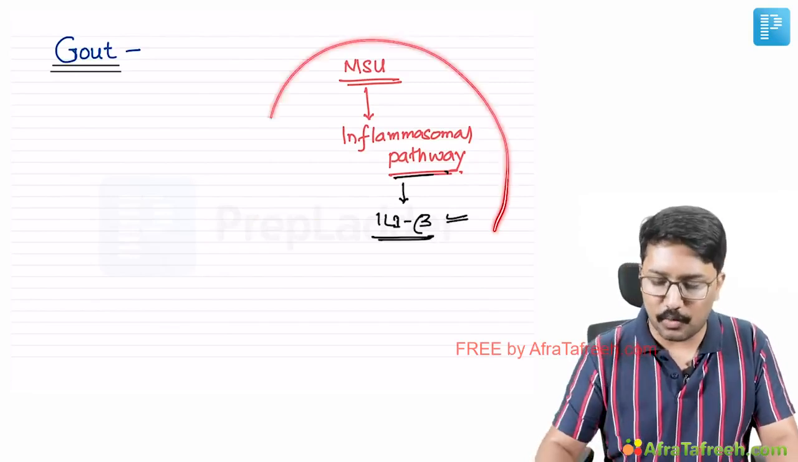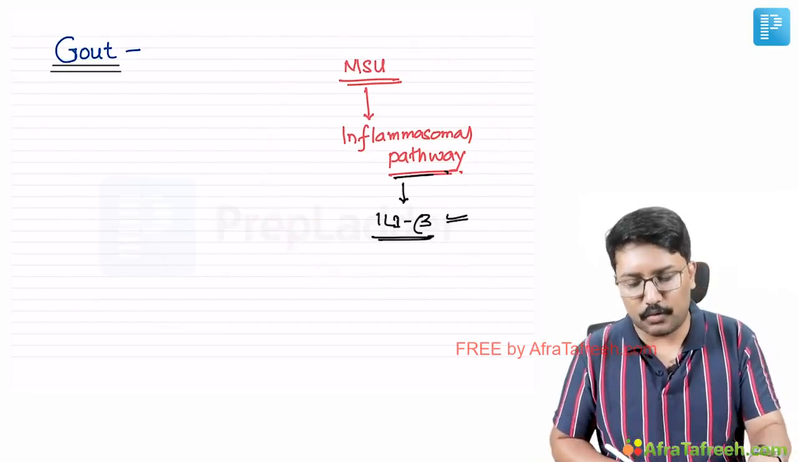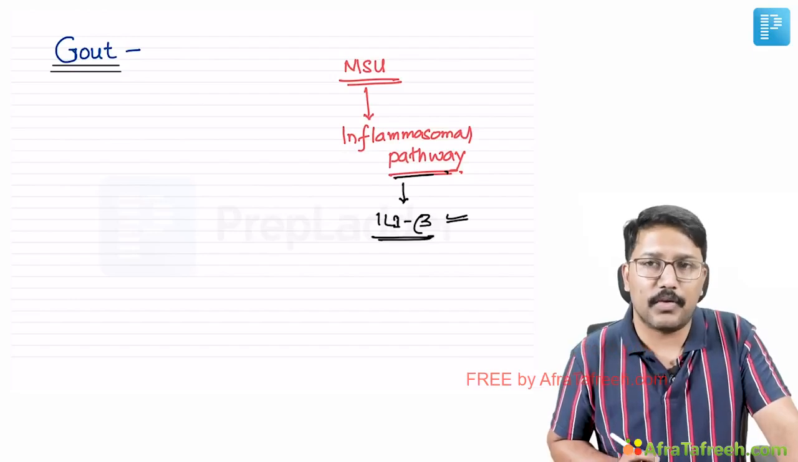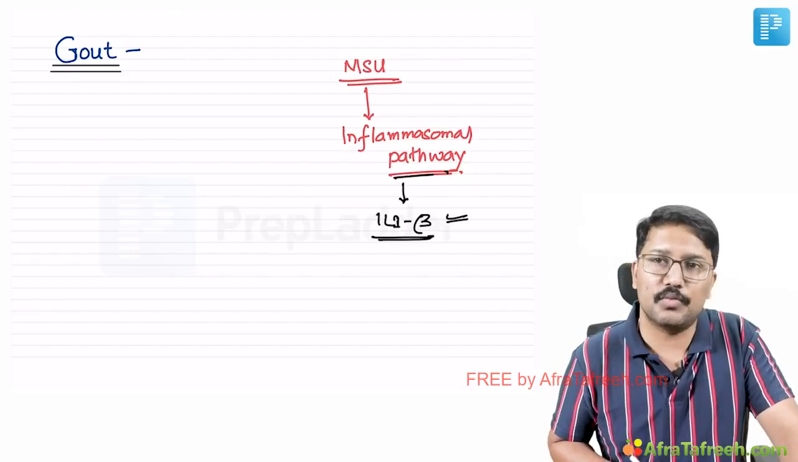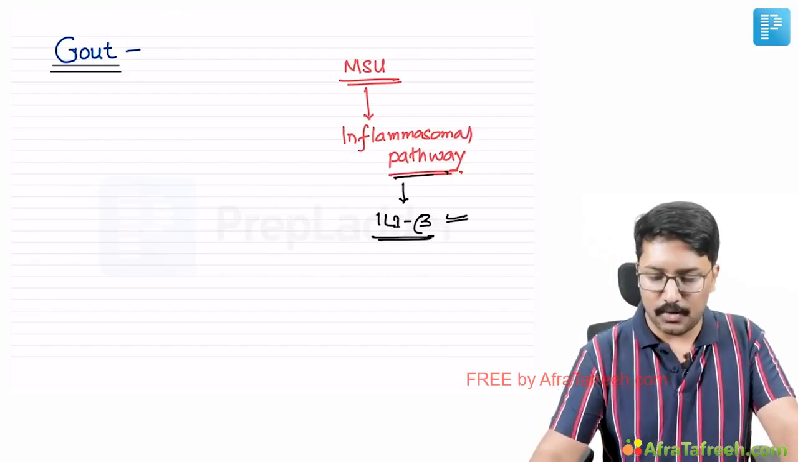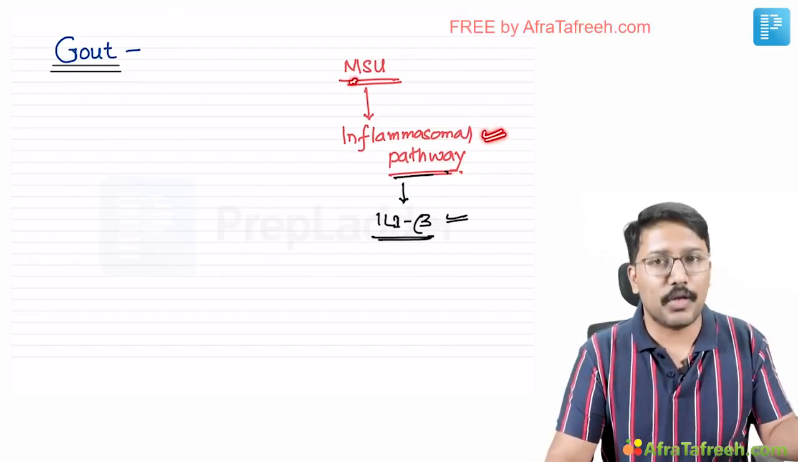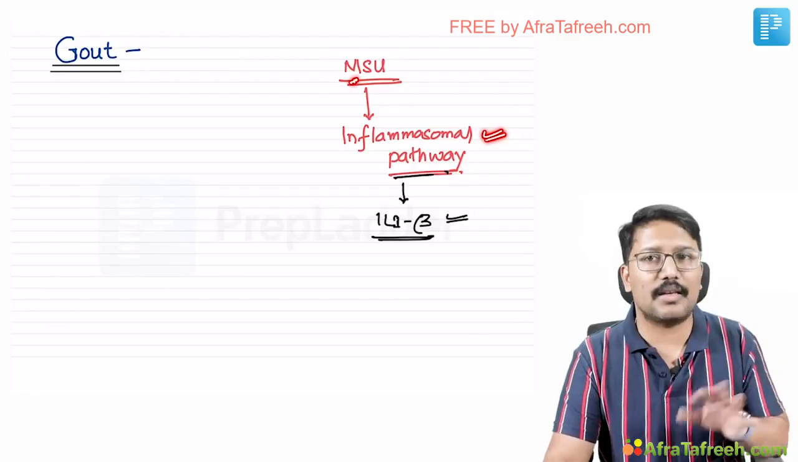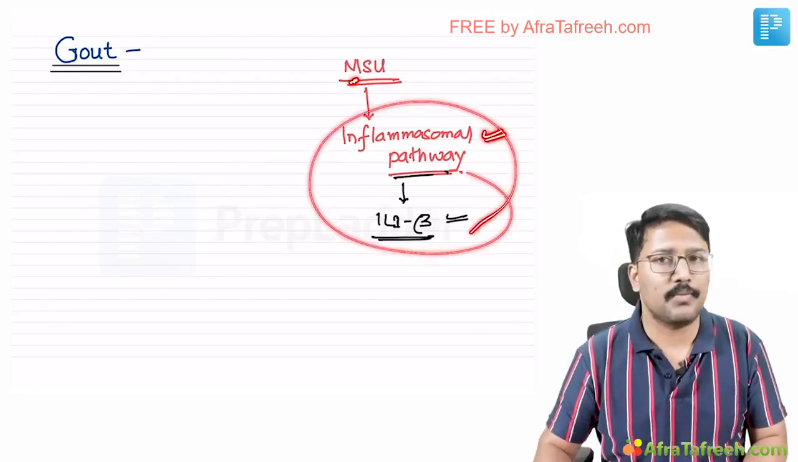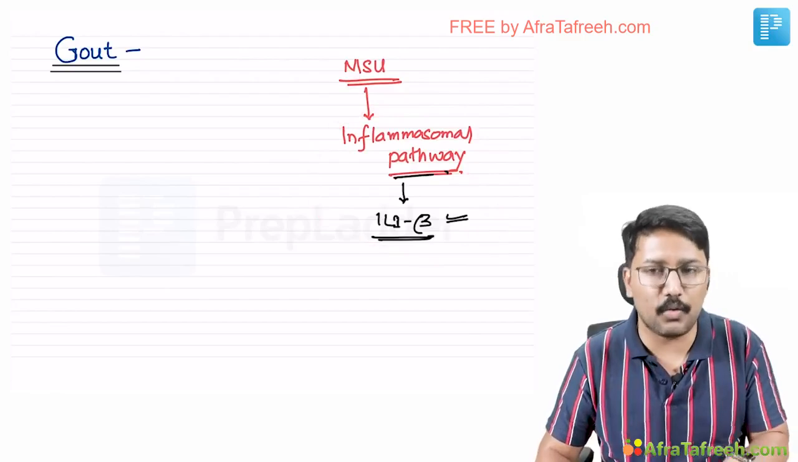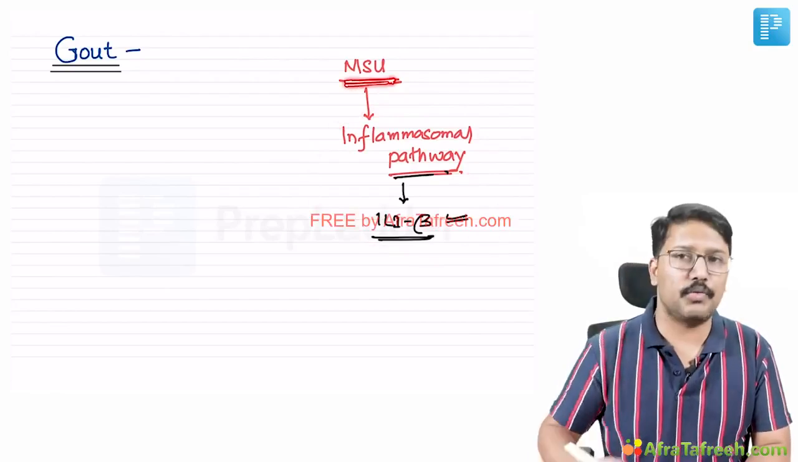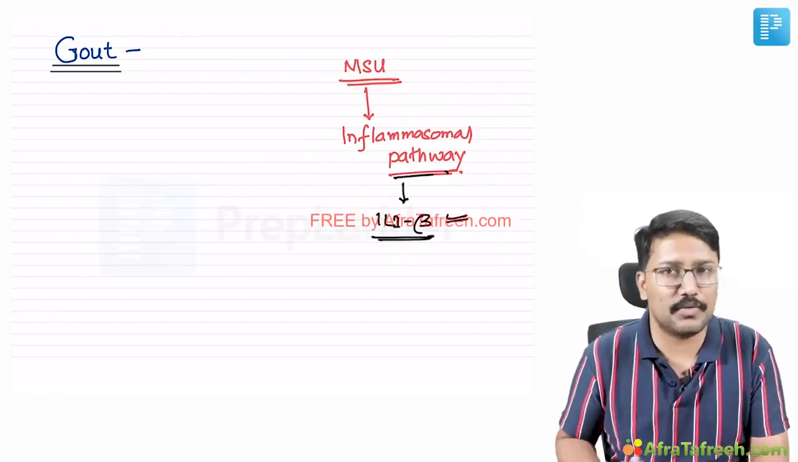Now, where else have we spoken about this inflammatory molecule or inflammasomal pathway? We have spoken about the inflammasomal pathway when we were discussing periodic fever syndromes and autoinflammatory syndromes, right? Okay, so in periodic fever syndromes, the mutations are responsible for activation of this pathway. In gout, it is the presence of monosodium urate crystals that is responsible for activation of this pathway.